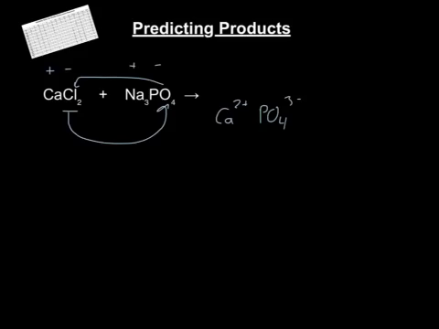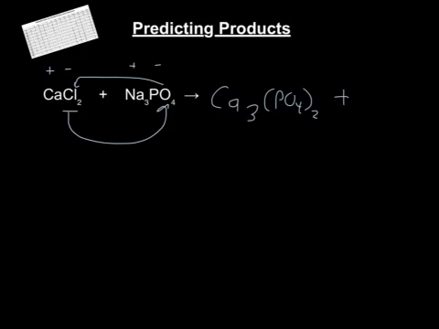Alright, so if I have a 2+ and a 3-, they're only going to work out right once I have a total of 6 charge. So if I had Ca2+, another Ca2+, that gives me 6. Add another PO4 3-, 6+, 6-, that would be good. So that will give us Ca3(PO4)2.